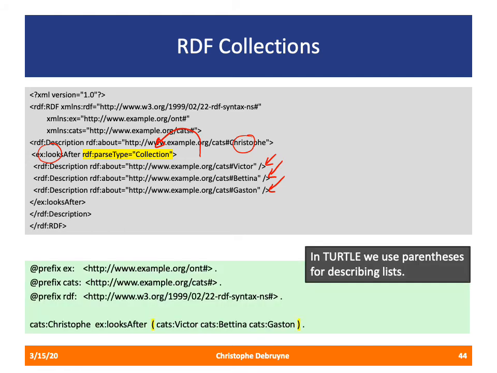In RDF Turtle, it's even easier. You only need to declare lists with parentheses. You open a list with the open parenthesis and you close one with the closed parenthesis. So here we have Christophe looking after Victor, Bettina, and Gaston as a list.